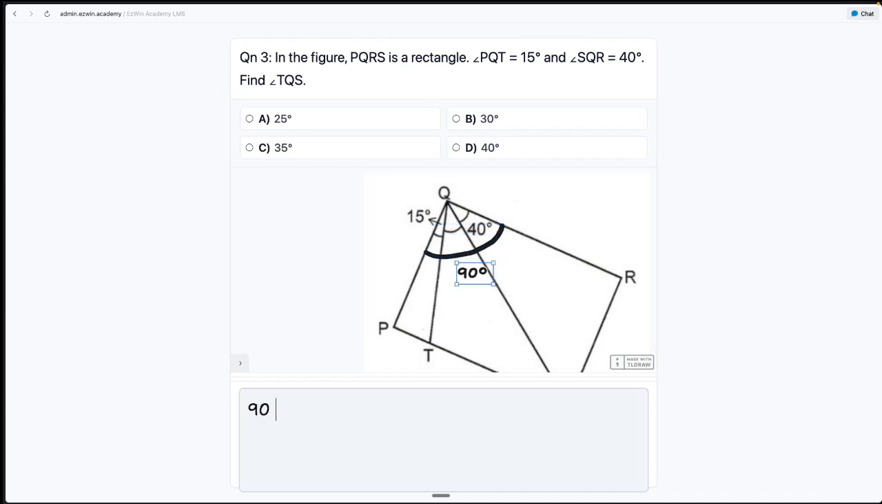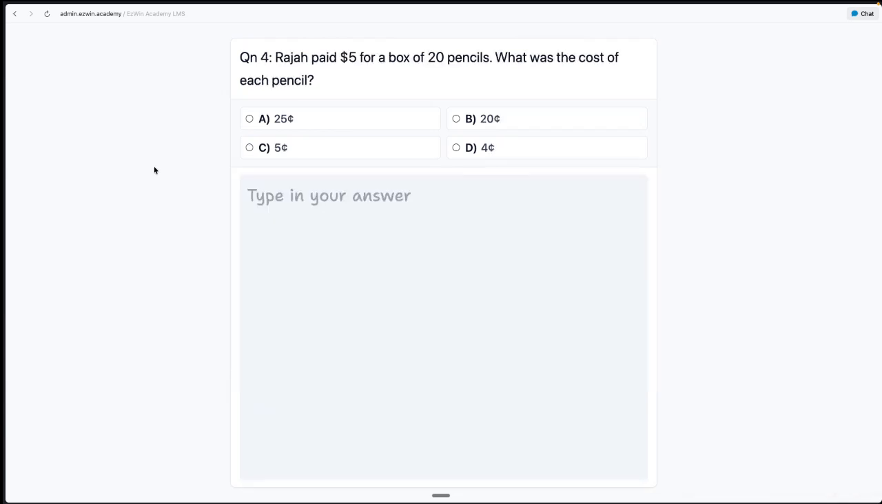So it's simply 90 minus 40 minus 15. 90 minus 40 is 50. 50 minus 15 will give us 35 degrees. There you go. So that's the answer for question number 3. Okay, let's move on to the next question.